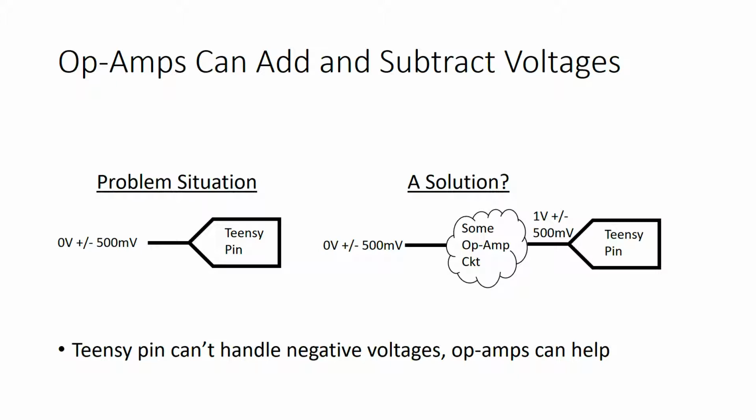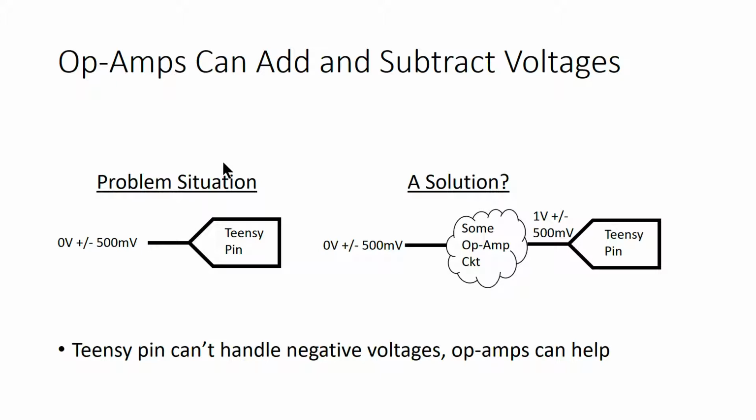important application. In the circuit shown on the left, our Teensy pin is trying to measure a zero-centered signal. And a zero-centered signal could come from a lot of things. Piezos are a great example. However, we have a problem because the Teensy pin is referenced to ground, and it can't measure negative signals. So we're losing some of the information from our sensor.